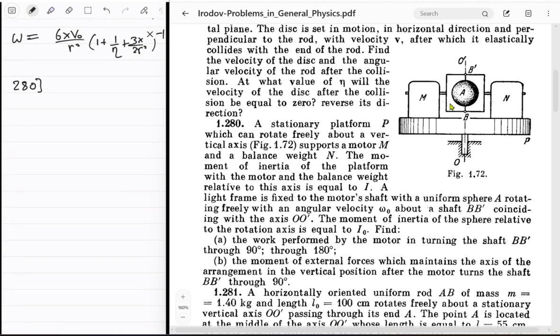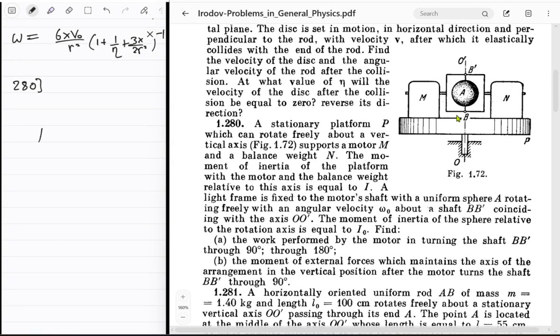The angular velocity of this platform, we'll call that omega, and the angular velocity of this thing about bb dash, that will be omega dash, both vectors. So bb dash by itself has omega vector about oo dash, right? So the total angular velocity of this thing is going to be omega vector plus omega dash vector. We already proved that once.